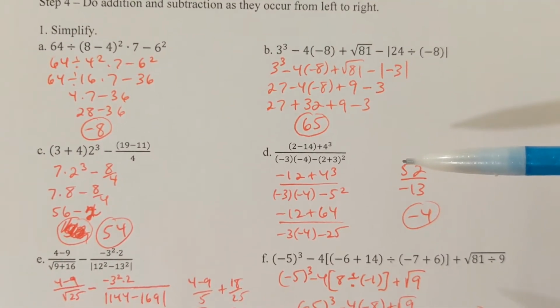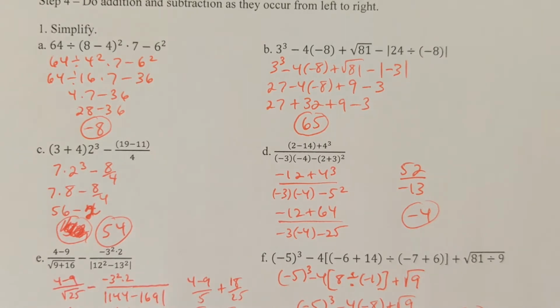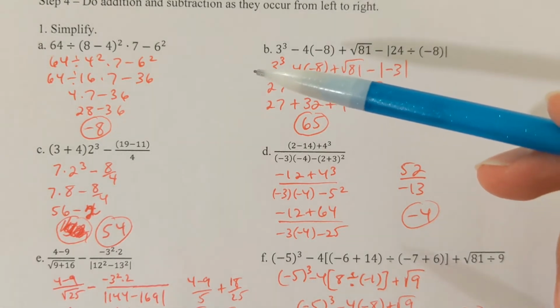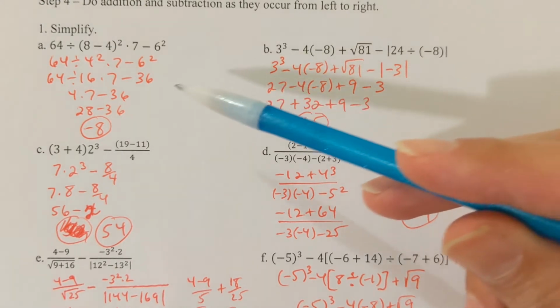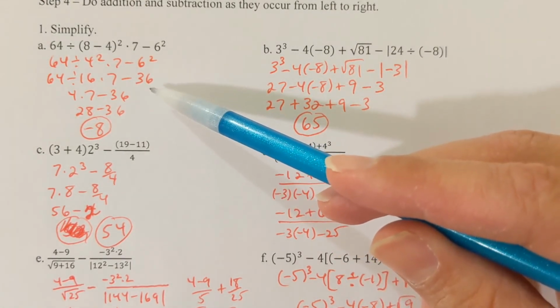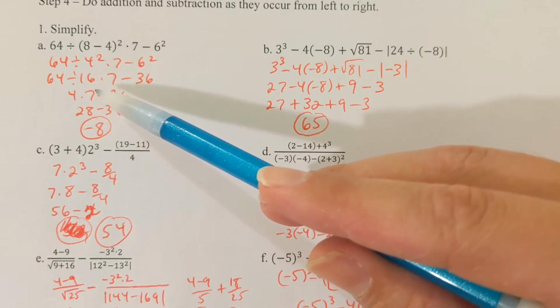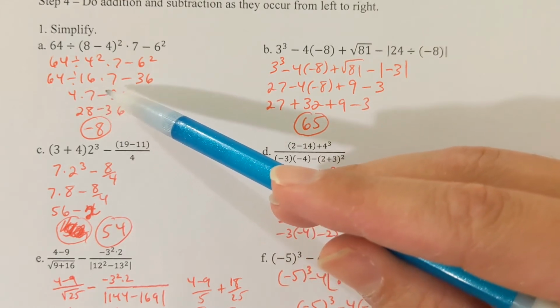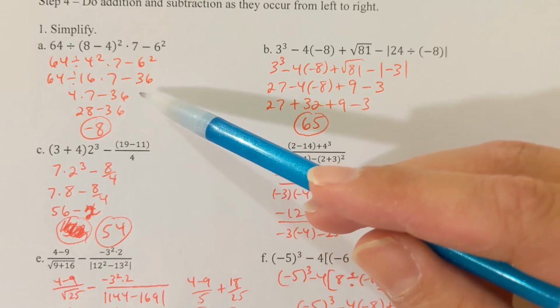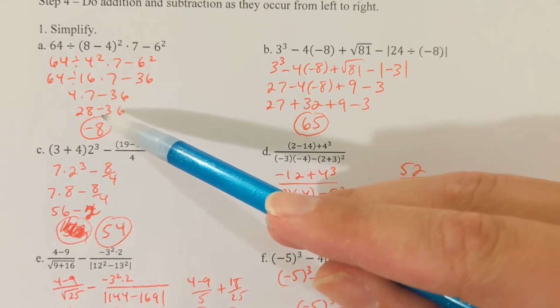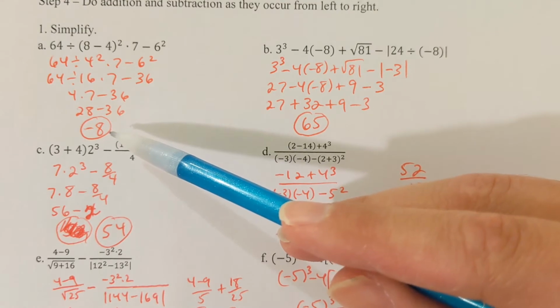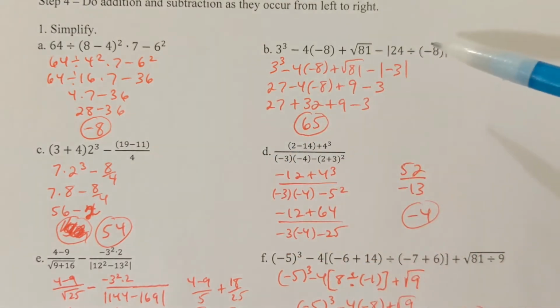Problem 1, part A: 64 divided by (8 minus 4) squared times 7 minus 6 squared. The first thing is 8 minus 4 is 4, squared, minus 6 squared. 4 squared is 16, and 6 squared is 36. 64 divided by 16 is 4, times 7 minus 36. 4 times 7 is 28, minus 36 is negative 8. Okay?